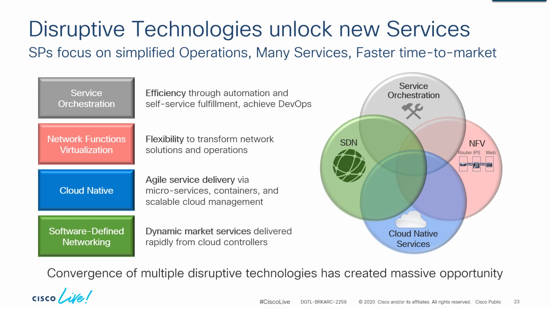Number two, network functions virtualization. We've already talked about this. It's the flexibility to transform your network solutions to virtual appliances to help reduce some of your operational expense. Number three, cloud native. It's an agile service delivery model built on microservices, containers, and scalable cloud management. These play together significantly with SDN and NFV. We'll show you that in a minute. And then number four, software-defined networking, as we spoke about. It allows you to more dynamically bring services to market and deliver a broader range of services to your customers than you can achieve today.